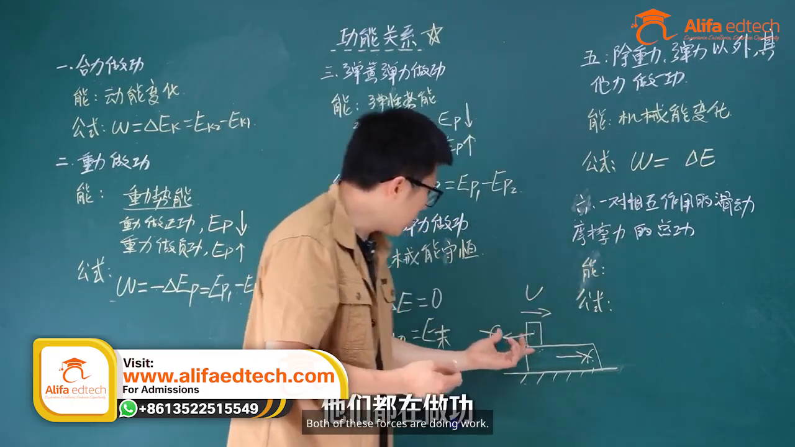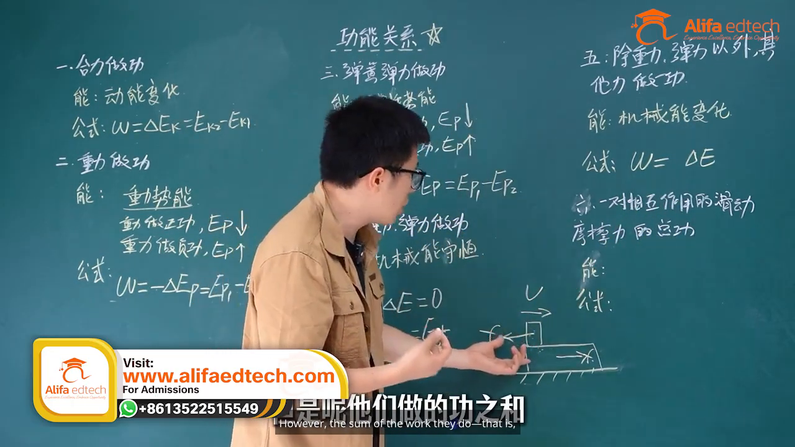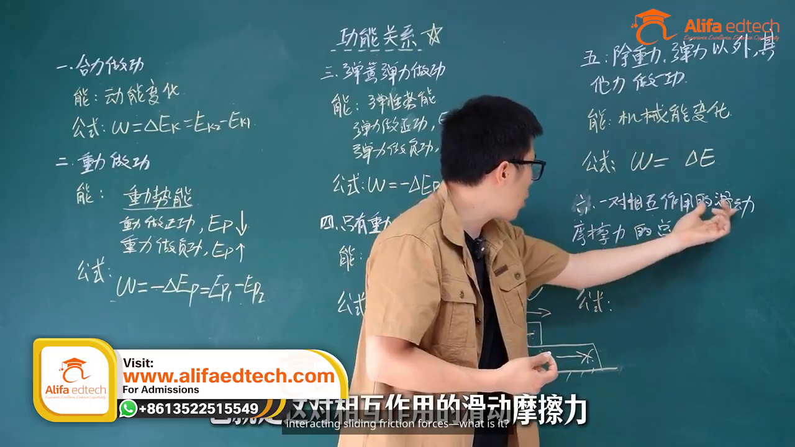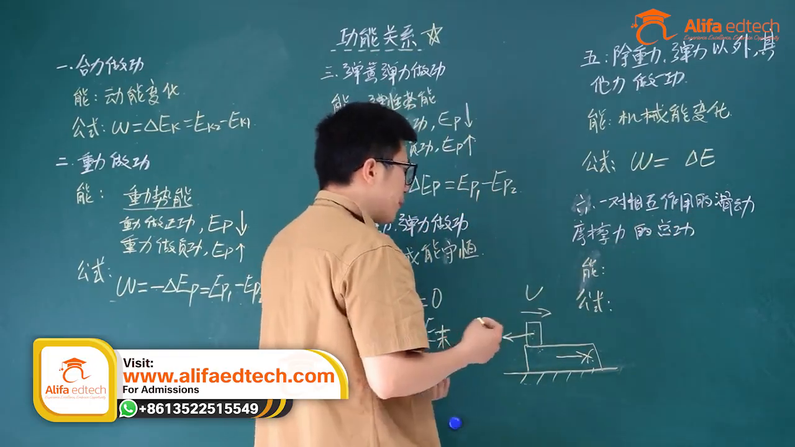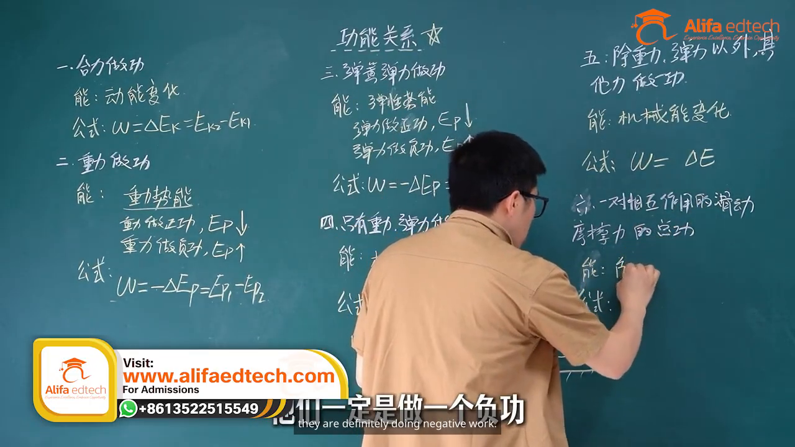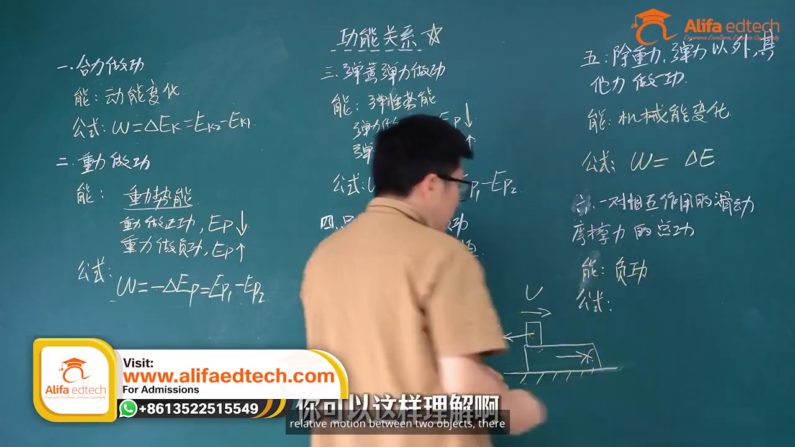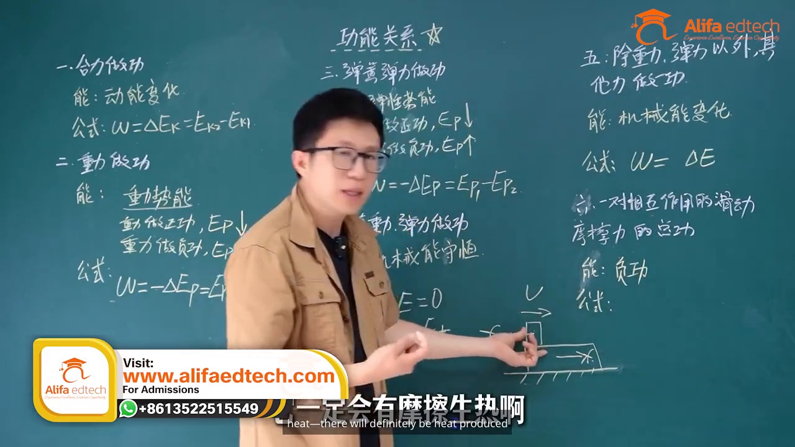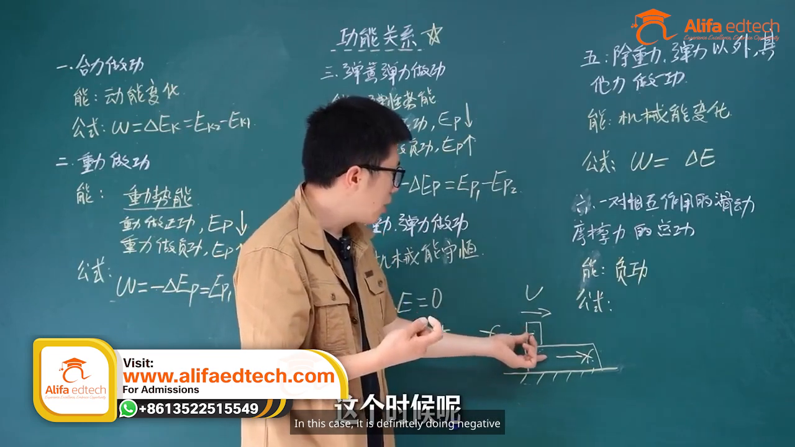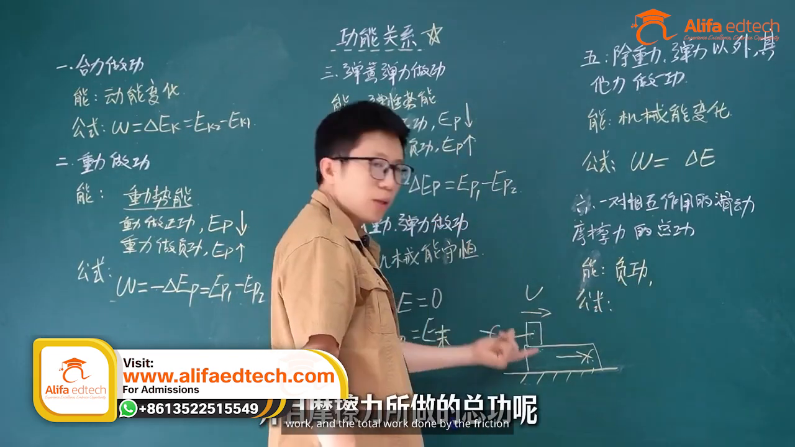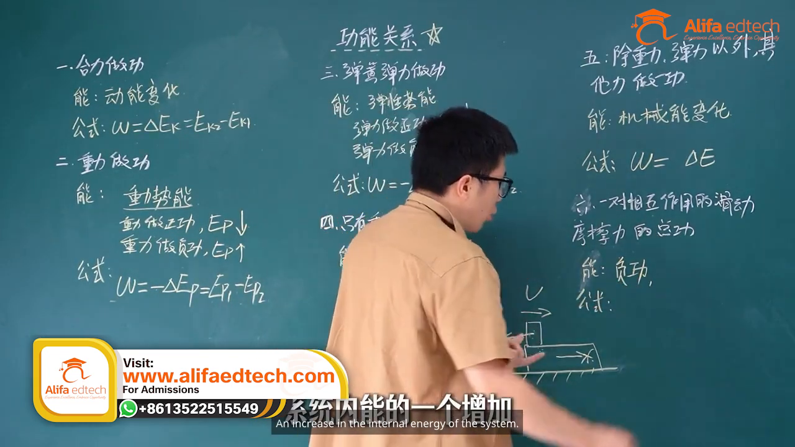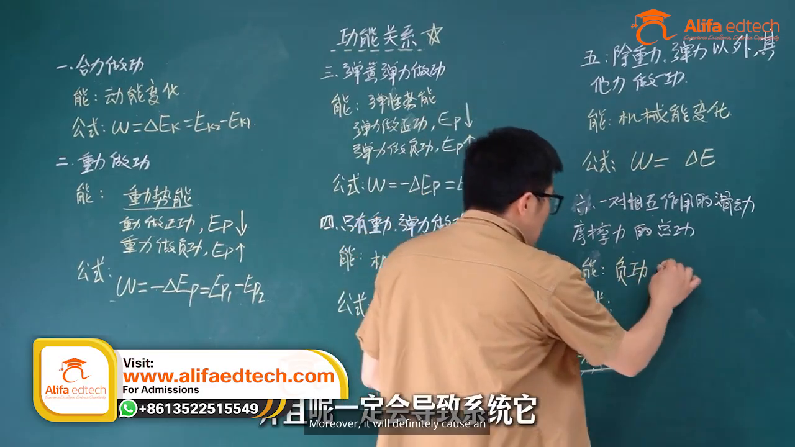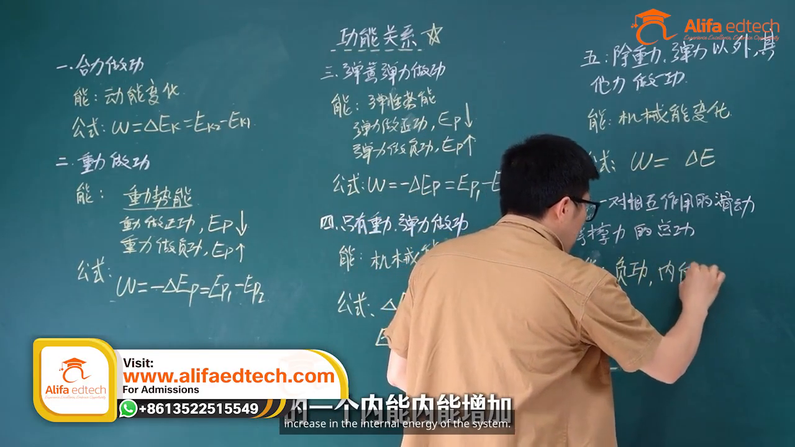Both of these forces are doing work. However, the sum of the work they do, that is the total work done by this pair of interacting sliding friction forces, what is it? It is negative. They are definitely doing negative work. You can understand it this way. When there is relative motion between two objects, there will definitely be friction generating heat. In this case, it is definitely doing negative work. And the total work done by the friction force will definitely lead to what? An increase in the internal energy of the system.